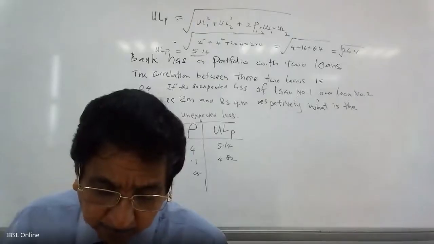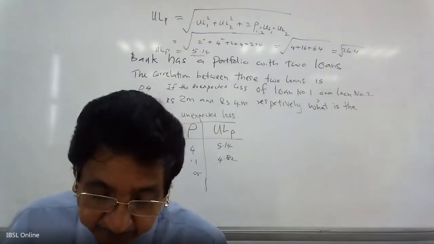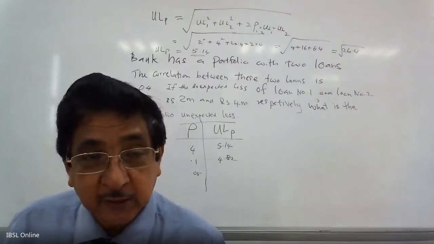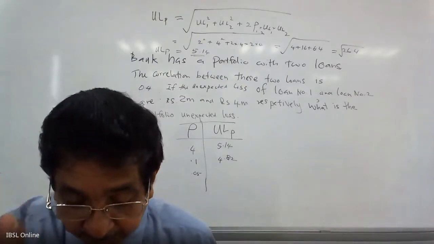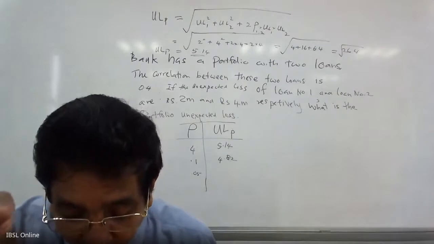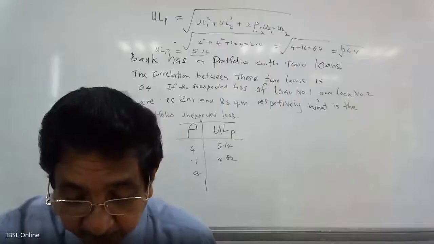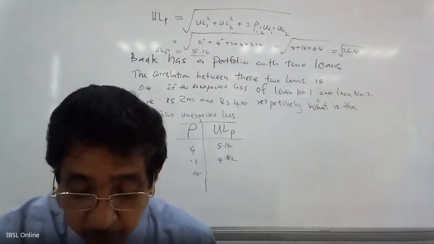4.48. I think you made some mistake somewhere, because the correct answer is 4.56. I will show you. The first thing, there's no change in the unexpected losses. Those are 2 and 4. So 2 squared is 4. 4 squared is 16. 4 plus 16 is 20. Then the third term is 2 into 0.05 into 2 into 4.